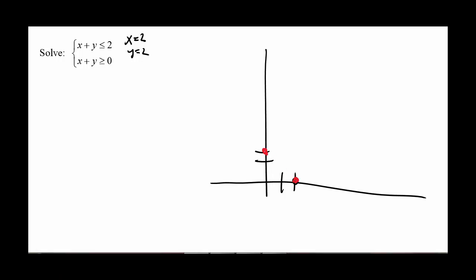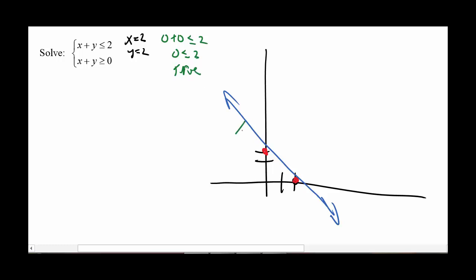And it's less than or equal to, so I get a solid line right through there. And I'm going to test at the origin again. So 0 plus 0 less than or equal to 2, and that gives me a true statement. Okay, so that means I'm going to shade below the line that I drew. And then, so we go to the other one.